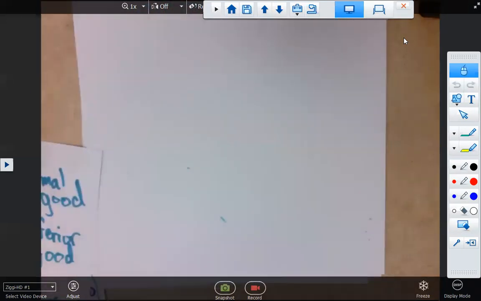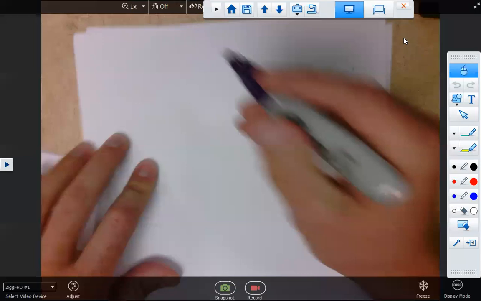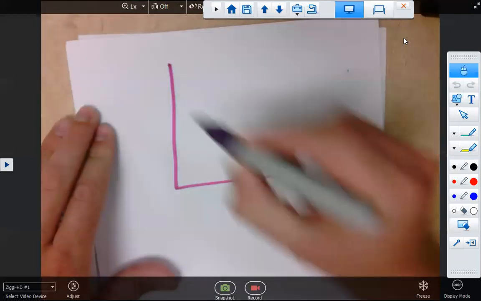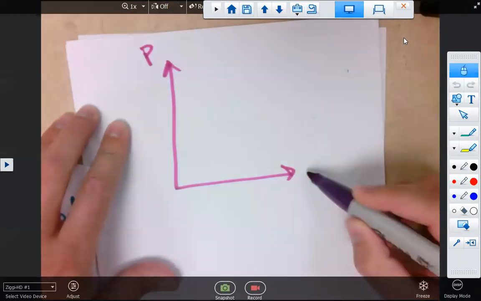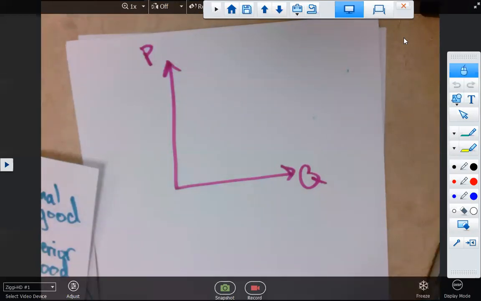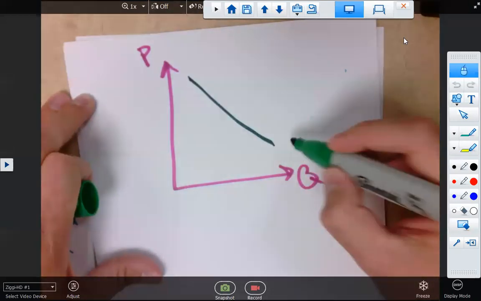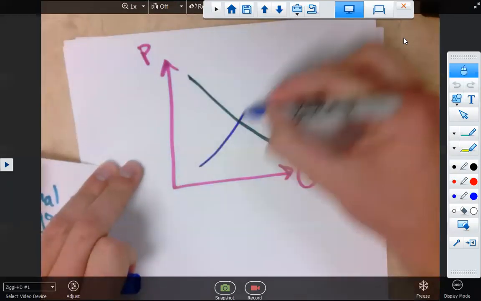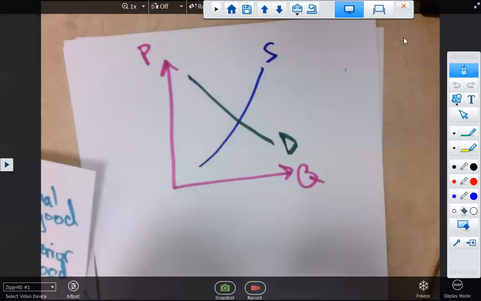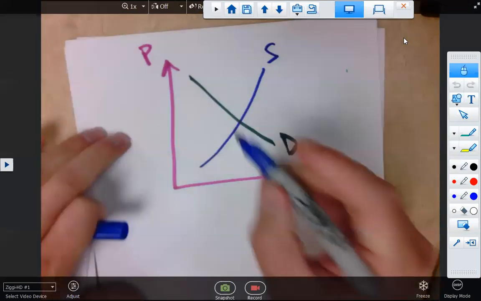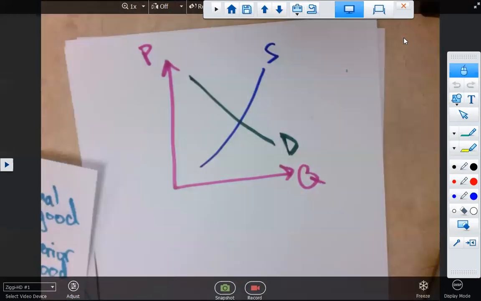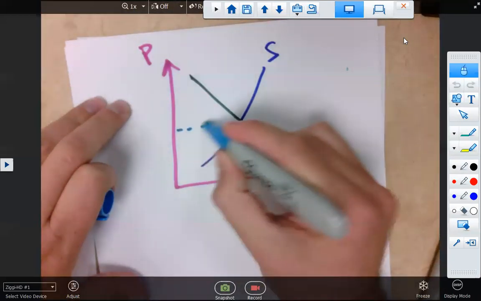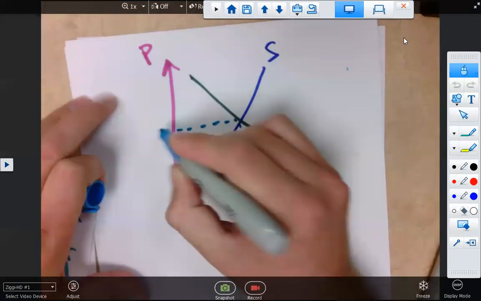So, put it all together. We have price, quantity. We've got a downward sloping demand curve, and we have an upward sloping supply curve. And where these two meet, that's the price that we say clears the market.